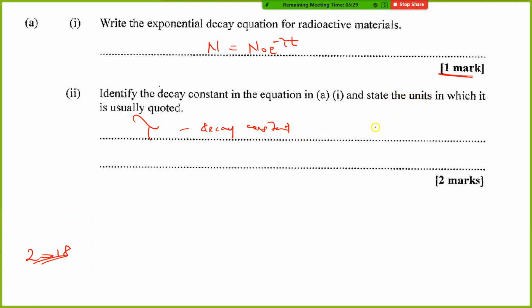The units here will be per second, because the decay constant is technically N upon time, I think. That's what it is, right? The decay constant is the number of nuclei per unit time. So that's how we get this. The number of nuclei doesn't have any unit, but the time has a unit, so that's how we say it's per second.